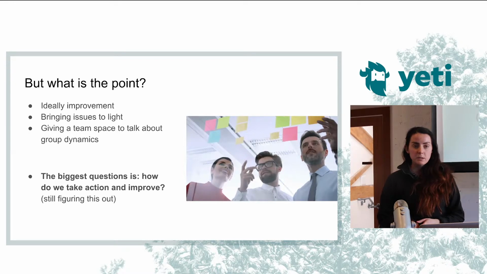And so the biggest question that has always been lingering, I think, in both Yeti retros and retros in general is that you get all of this really great information, but what do you actually do with it? You can give people action items, they can act on them, but how do you find a time to review if those action items have actually been followed through on and if they are actually working? So that's something I think everyone in the Agile community is still figuring out.